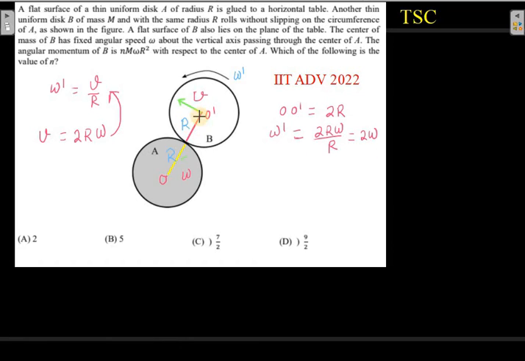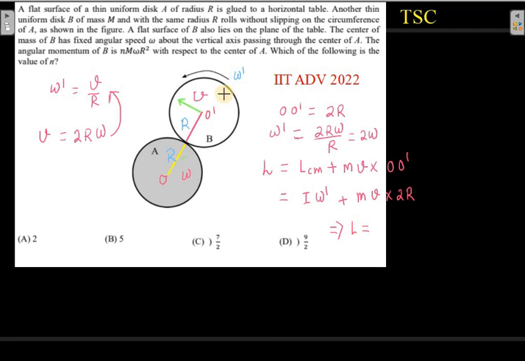We want to calculate the angular momentum of this disk about the axis passing through O and perpendicular to the plane of disk A. The angular momentum L will be equal to the angular momentum about the center of mass of this disk plus the mass of the disk multiplied by the linear velocity of the disk about point O multiplied by the distance, that is O O dash. L CM can be written as I multiplied by omega dash plus M into V into twice R, because O O dash is twice R.